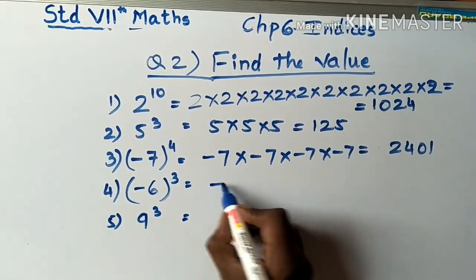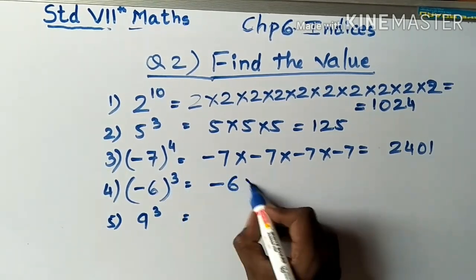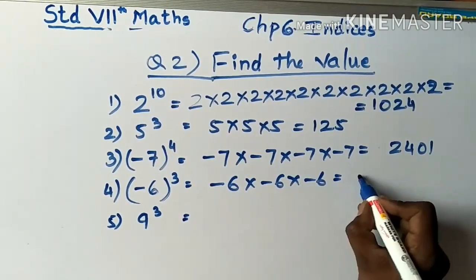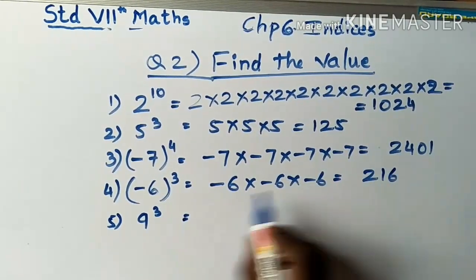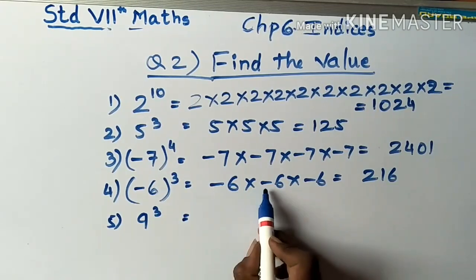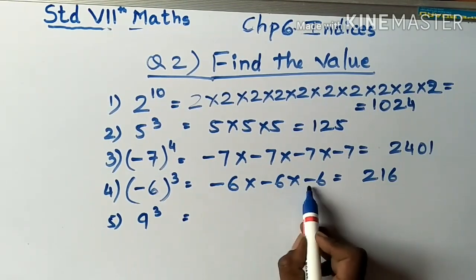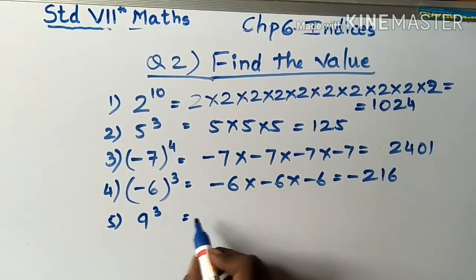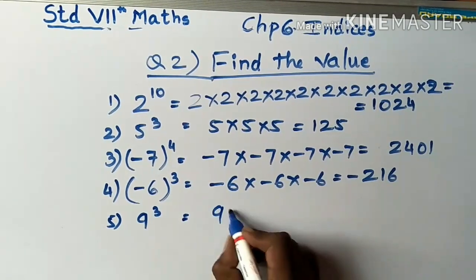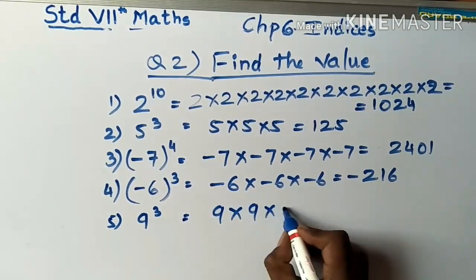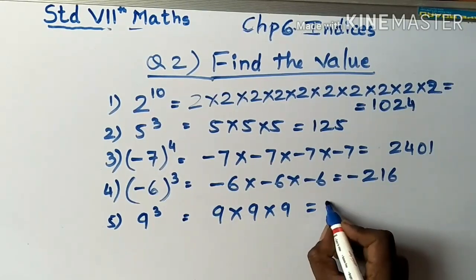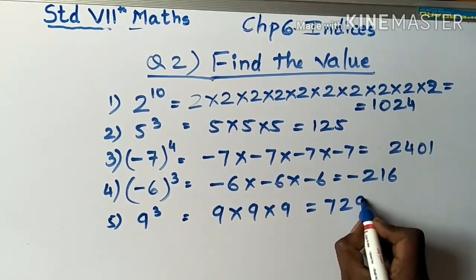Now, -6 raised to 3. -6, -6, -6. Here the answer is 216. Now let's check the sign. Minus into minus, plus. Plus into minus, minus. Here the answer is -216. Now 9 raised to 3, 9 into 9 into 9. 9 nines are 81, into 9, you get 729.